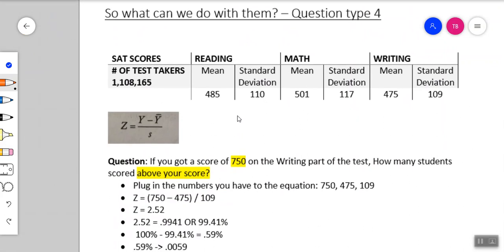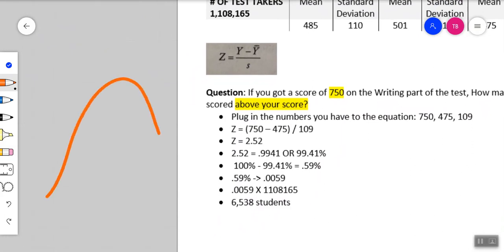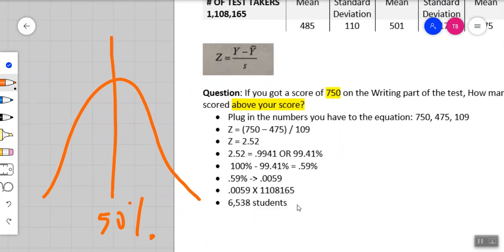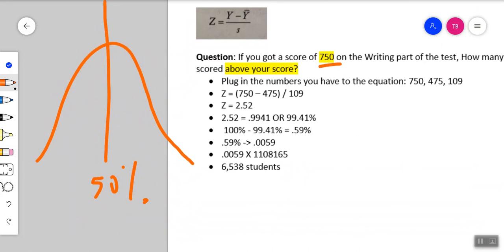So this is the same idea, but rather than saying above the mean, they're asking how many scored above your score. So let's actually draw that out to see what we're saying here. Again, 50%. It's the same idea, so I highlighted the parts that were different. This time we got a score of 750, so we're way up here. A score of 750 versus the score of 475.